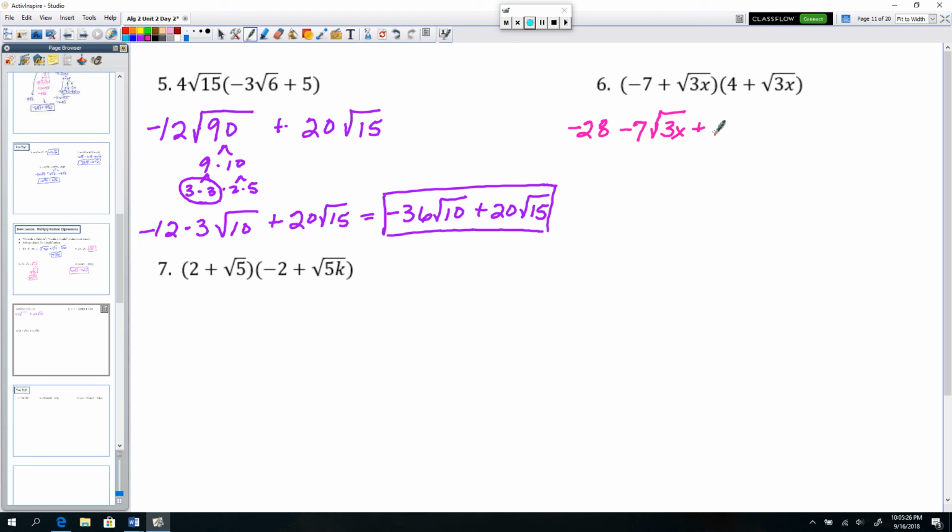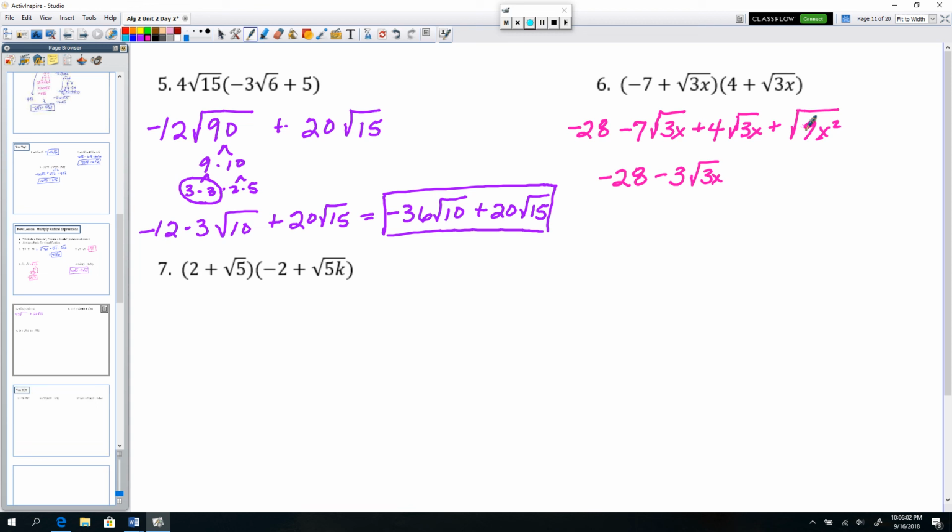Inner times inner, the 4 stays outside, the square root of 3x stays on the inside. And then last times last ends up being square root of 9x squared. So now we combine what we can. The negative 28 doesn't have any friends. Square root of 3x and square root of 3x match. Both the index and the radicand are exactly the same. So we have negative 7 of them and 4 of them. So we have a total of negative 3 square roots of 3x.